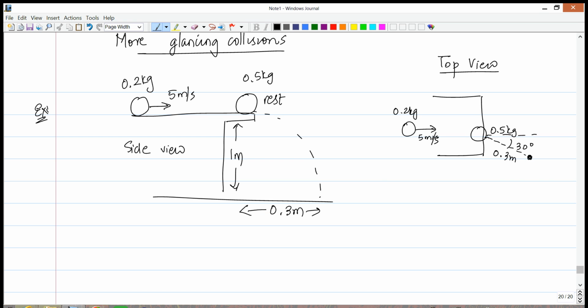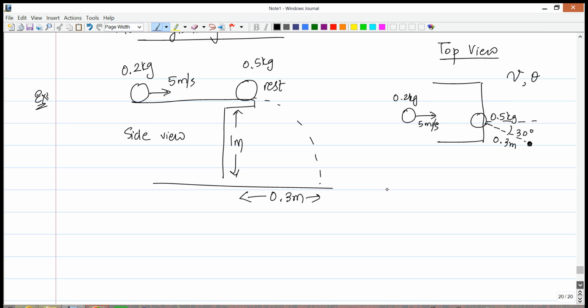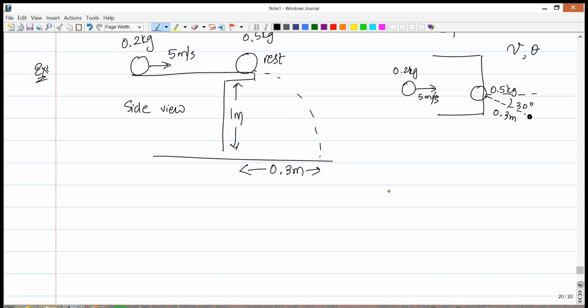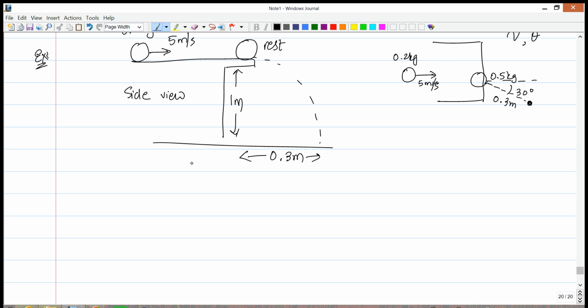So it is a glancing collision problem, and our question is to find the velocity and the angle theta of the 0.2 kg block right after the collision. Alright, so let's proceed. In order to find things that happen in the collision, we first must find the velocity of the 0.5 kg block right after the collision. That information is given in the form of this horizontal distance it travels along a parabolic path. So we can use all that information of 2D motion to figure this out.